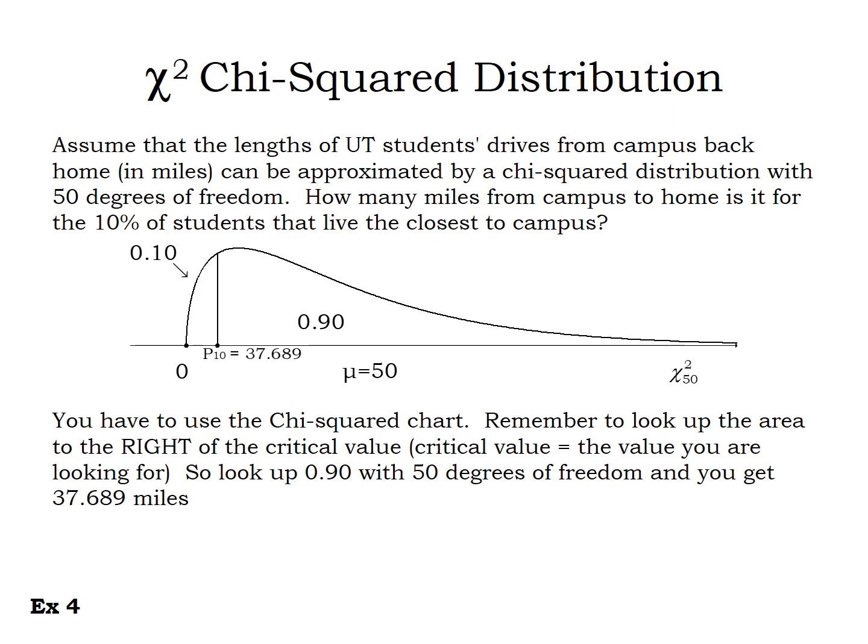Now, when you use your chi-squared chart, at the top it says the area to the right of the critical value. So in this case, we're going to look up 0.90 because that is the area to the right of the point we're looking for. And that's where we're going to get the 37.689 miles. And that's the chi-square distribution.